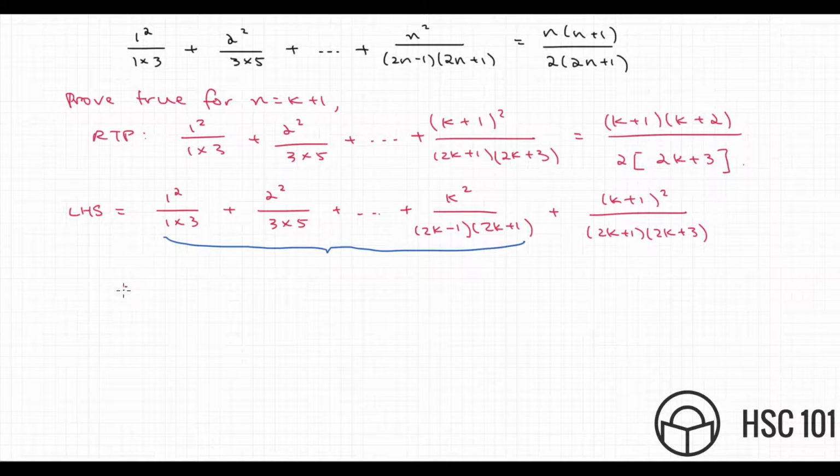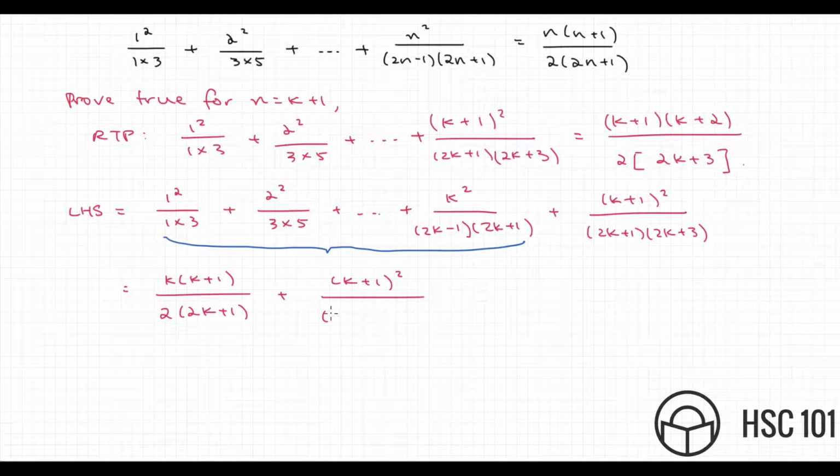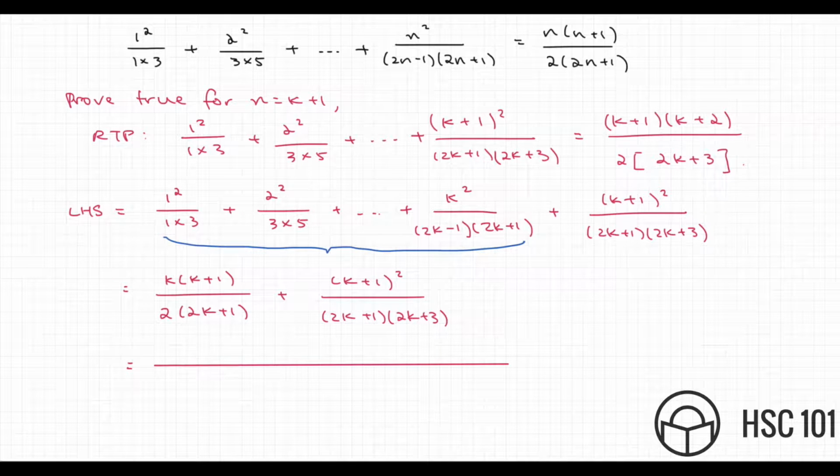So if I substitute my assumption in, this is now going to be equal to k brackets (k plus 1) over 2 lots of (2k plus 1), plus the last term that we've got over here, which is (k plus 1) all squared over (2k plus 1) times (2k plus 3). Now, in order to add these two fractions together, the common denominator that we're going to use is 2 times (2k plus 1) times (2k plus 3). Okay, so if I check out this fraction, let's say I draw a pretty big fraction bar that runs across. The common denominator is going to be 2 times (2k plus 1) times (2k plus 3).